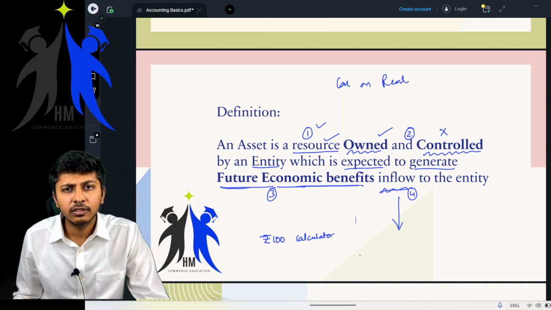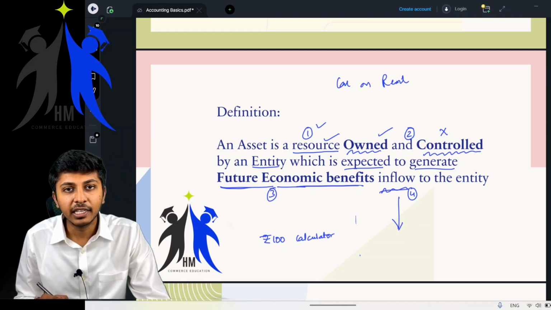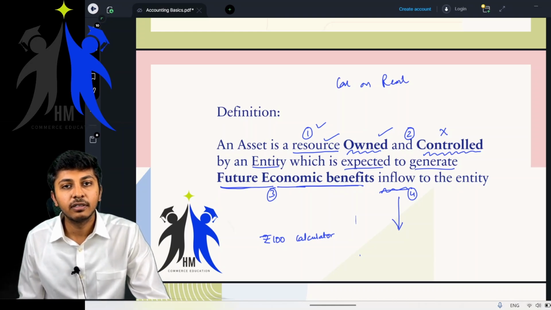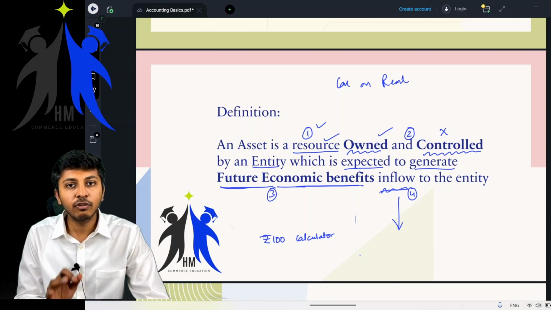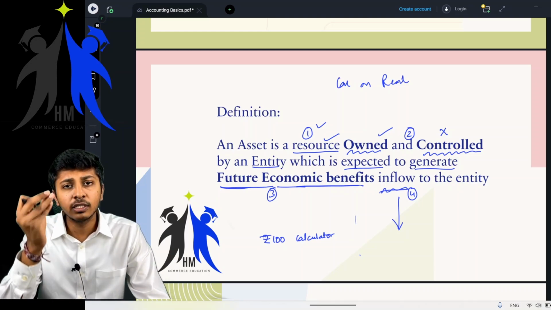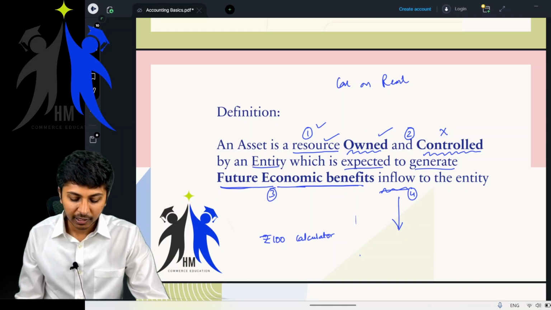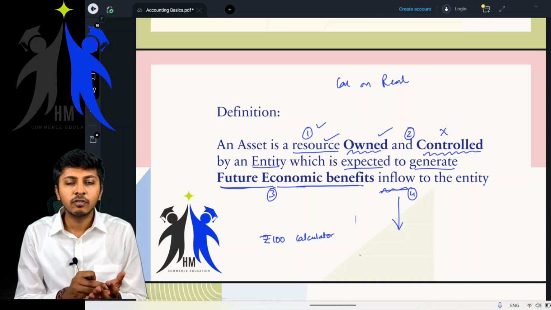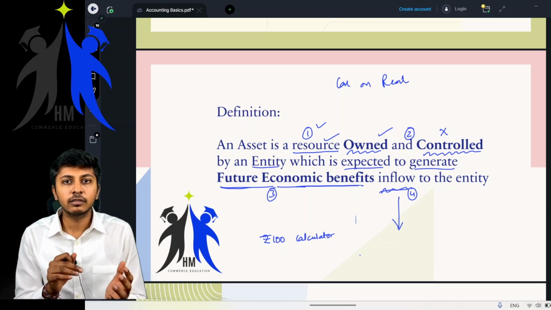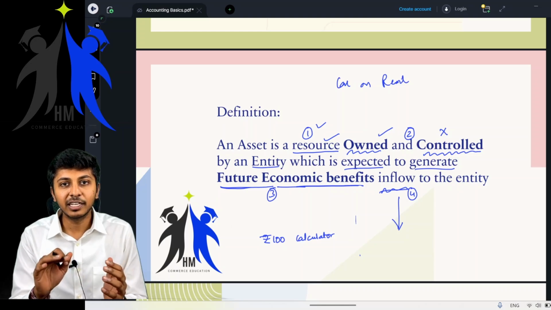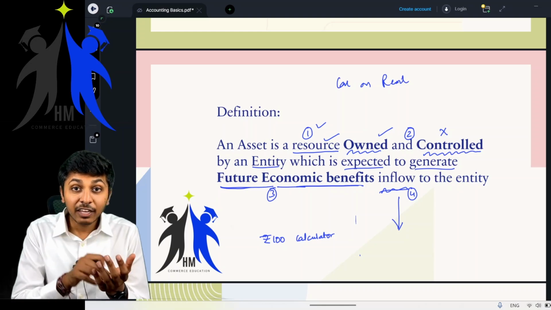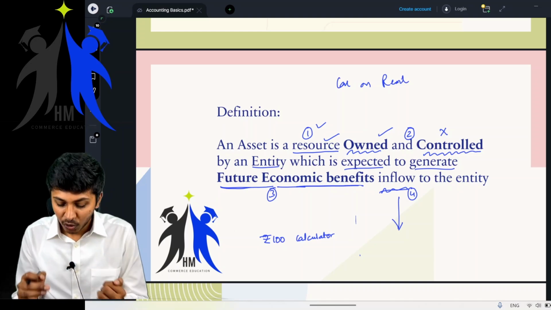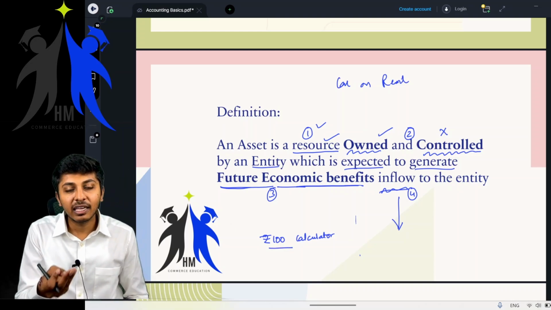Is this a resource? Yes. Is this owned and controlled by the entity? Yes. Will it give future economic benefits? Easily 10 years it will come. That Casio calculator, if you buy it, 10 years it will still be working. You don't have to change the battery also. Correct? Will you get some benefit out of it? Future economic benefit, of course, small benefits. For people like me, for 1 plus 2 also, I will take a calculator. I'm just kidding. So it will give you some benefit. Are we clear? But still, you will not record this 100 rupees calculator as an asset.